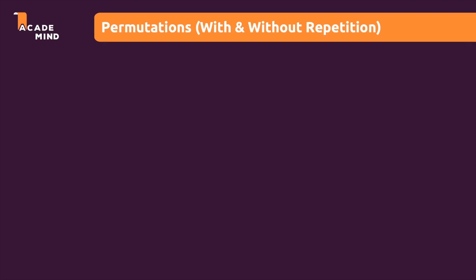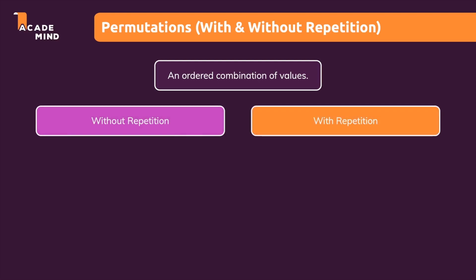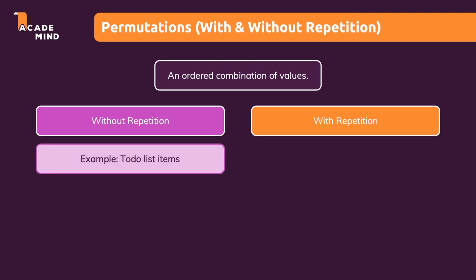Okay, what are permutations? What can we do with those? Permutations in the end are just ordered combinations of values. And they come in 2 flavors, without and with repetition. Now, this will become much clearer if I give you some concrete examples, of course. We, for example, talk about permutations without repetition if we have a look at to-do list items. Let's say you know that you have 3 tasks which you need to solve today.